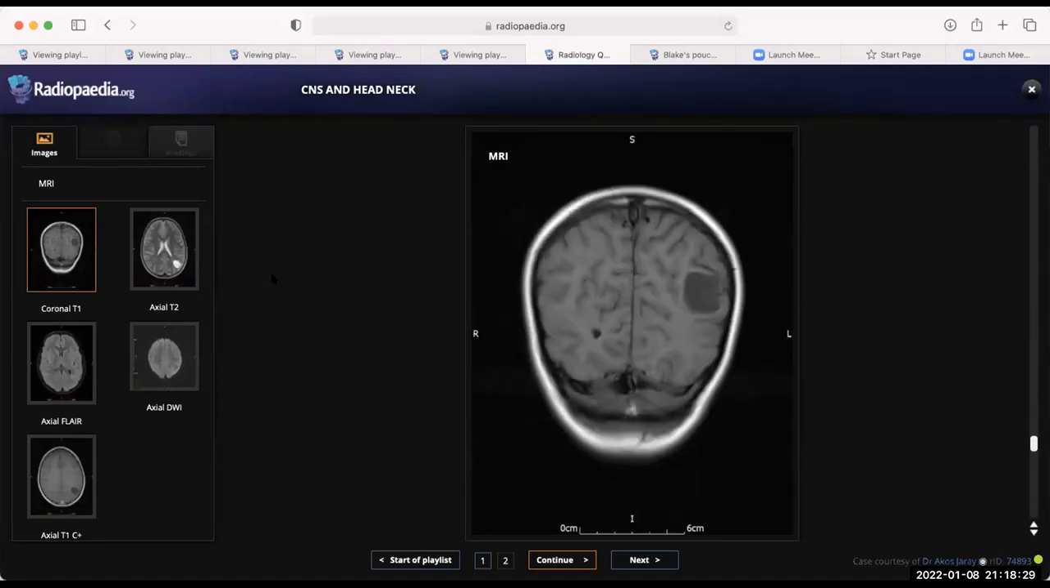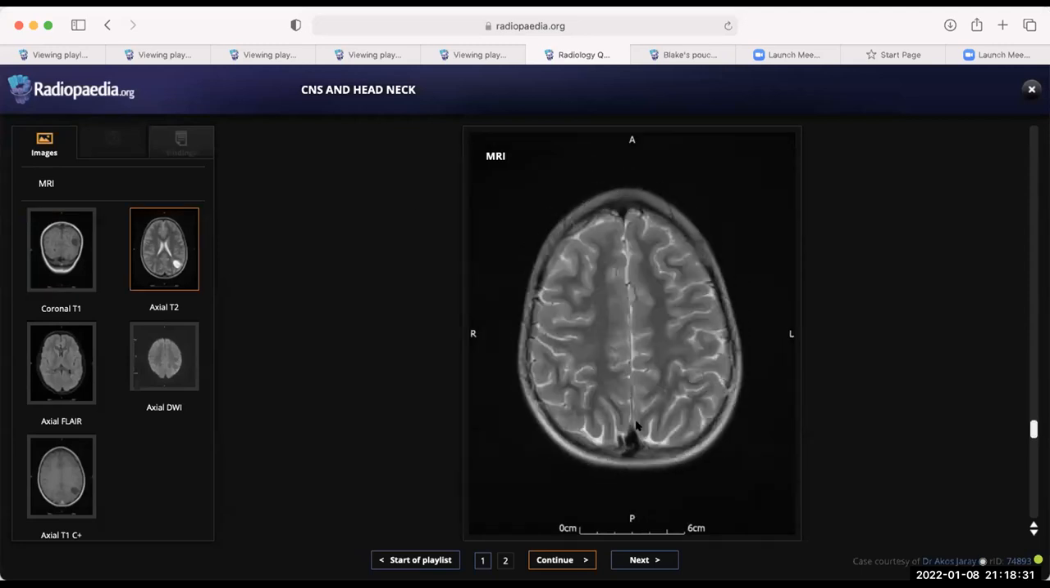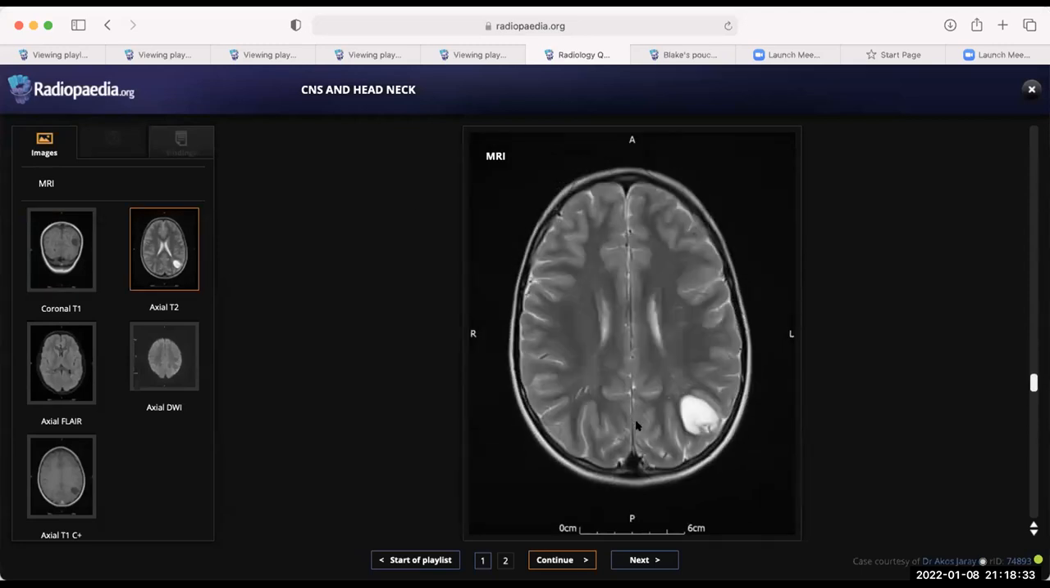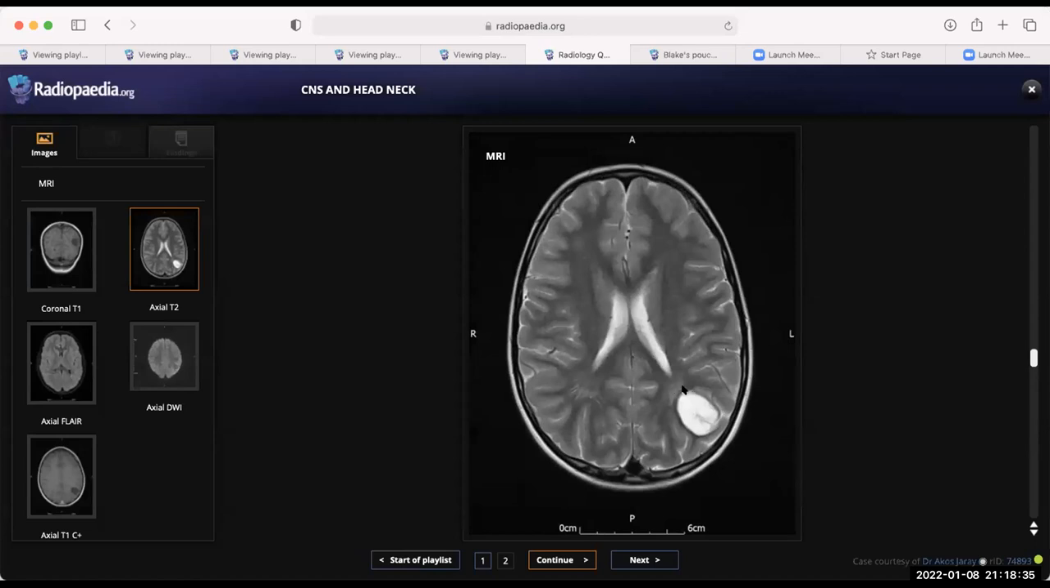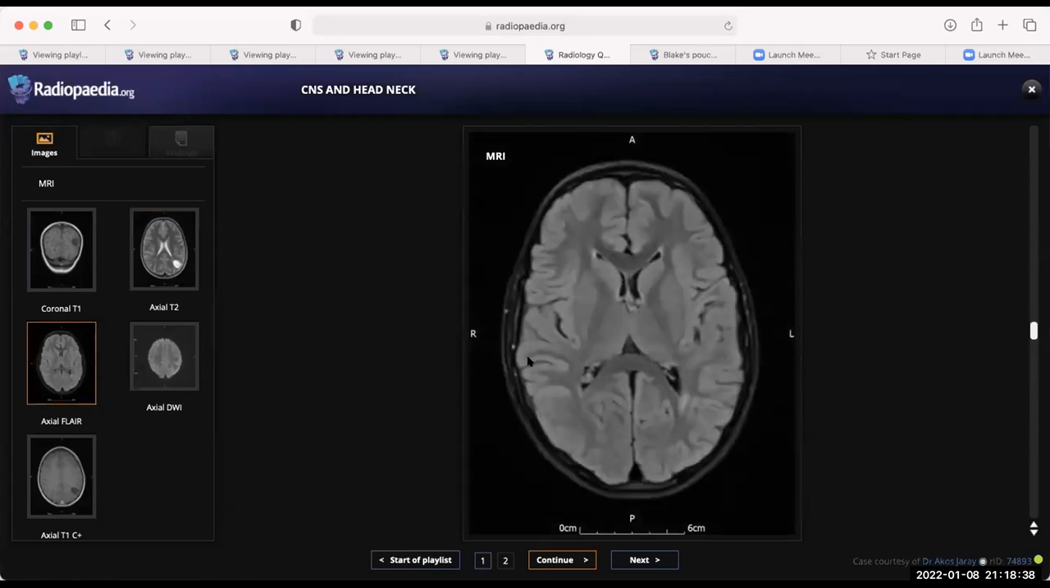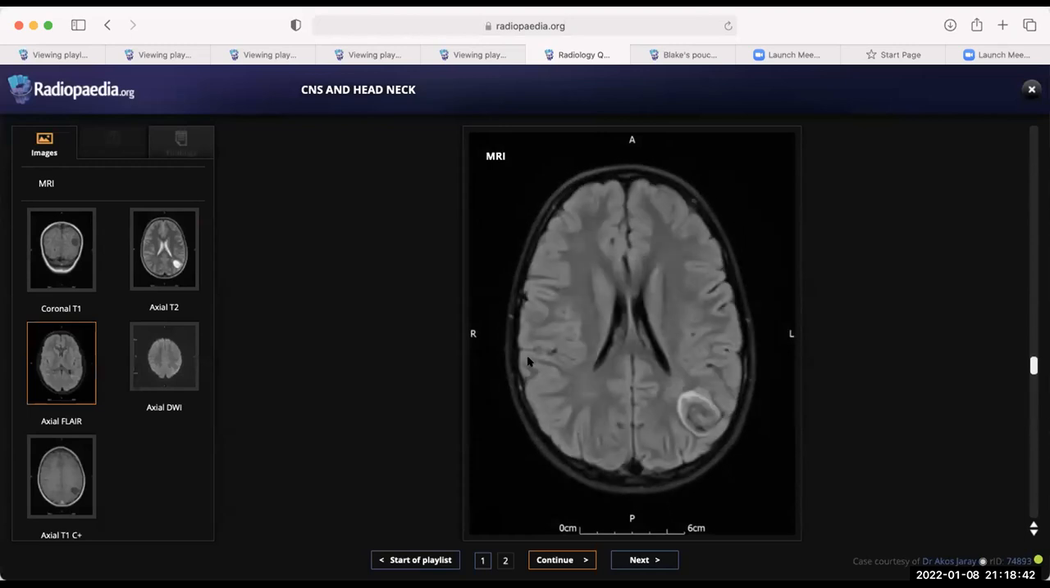This was a cortical-based tumor with an intensely bright T2 signal with incomplete suppression and a typical flare rim sign. So this was a DNET.